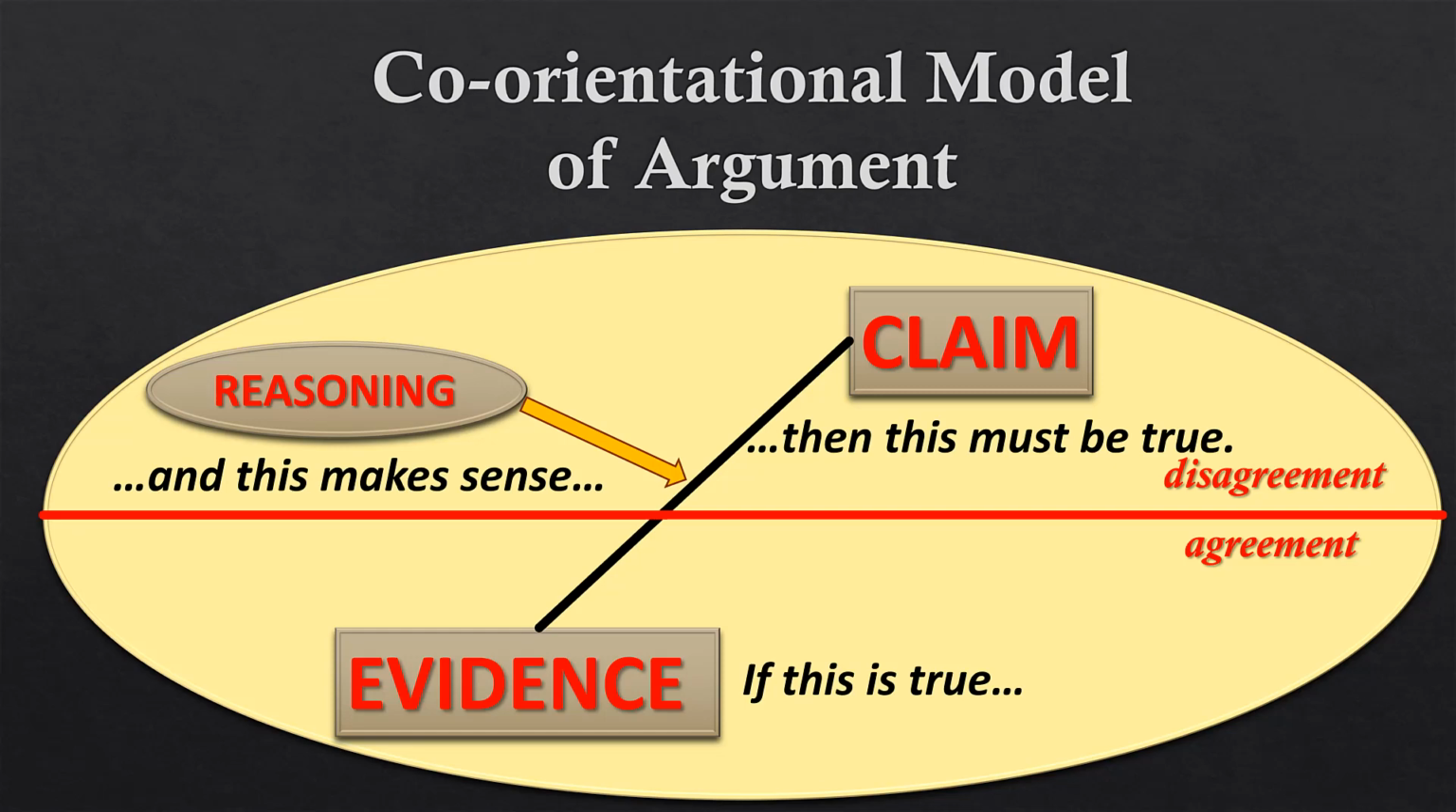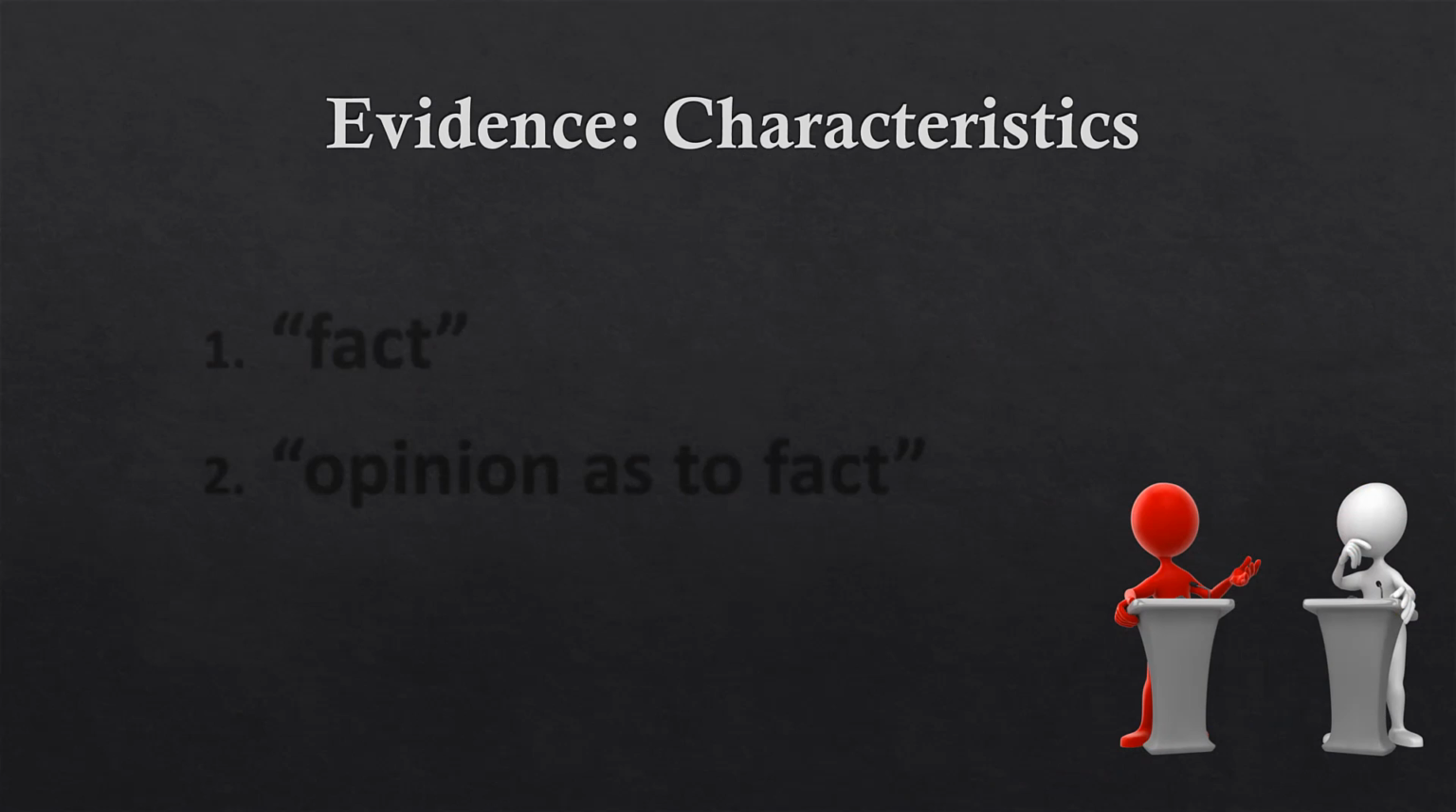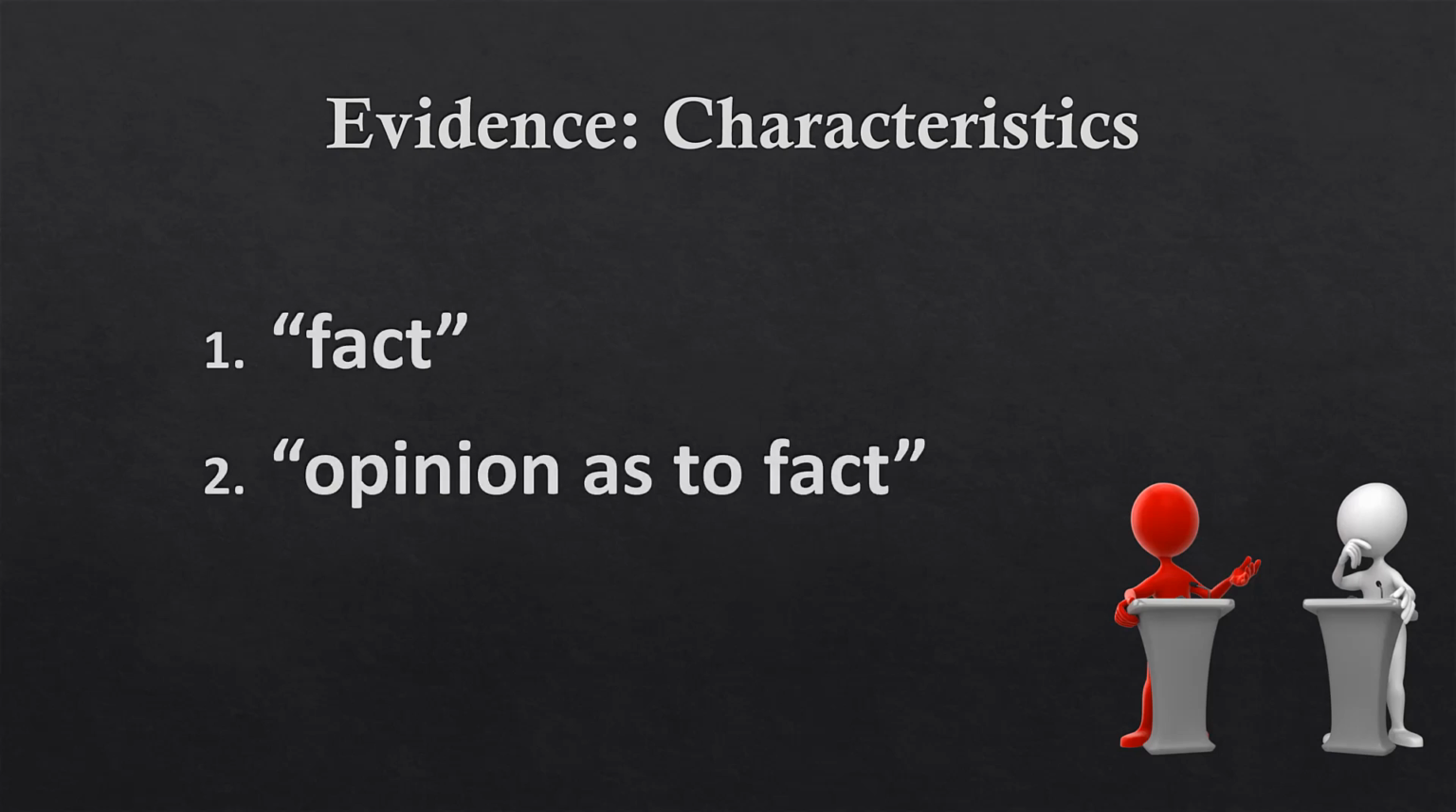Okay, so given the crucial relationship between evidence and the audience, what is it that we're going to use as evidence? Well, Inch and Tudor basically boil it down to two primary characteristic types: facts and opinions as to fact.